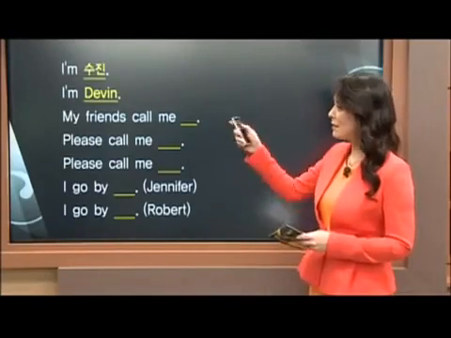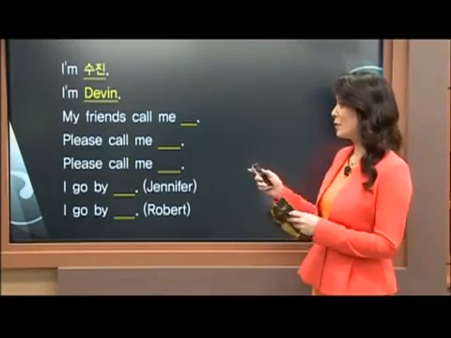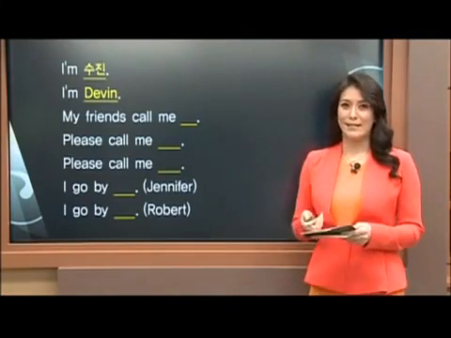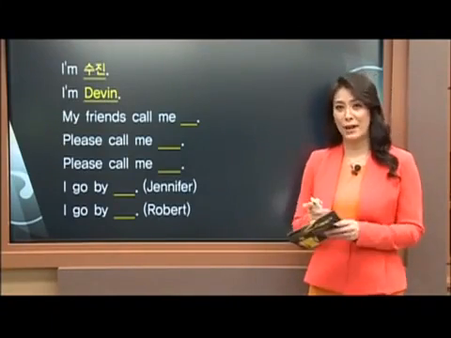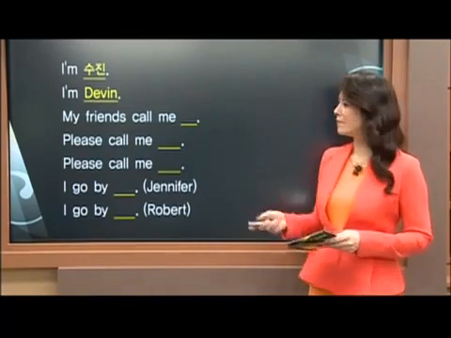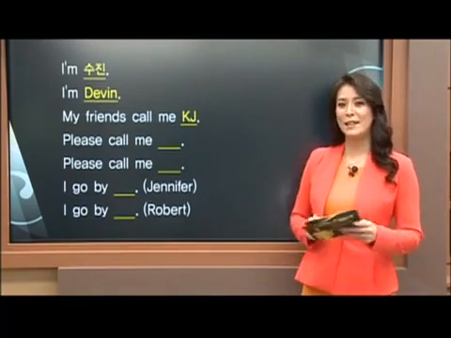The very simple ones, such as, I'm Sujin, I'm Devin, but you can say, my friends call me so-and-so as well. For example, my mother's name is Kyungja, and she goes by KJ. K for Kyung and J for Ja. So she tells people in a casual conversation, my friends call me KJ. That's what you can perhaps say as well.